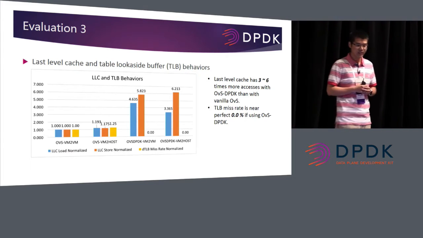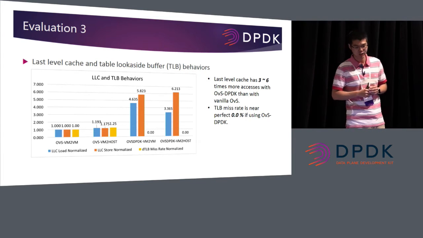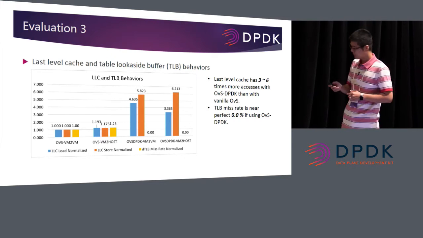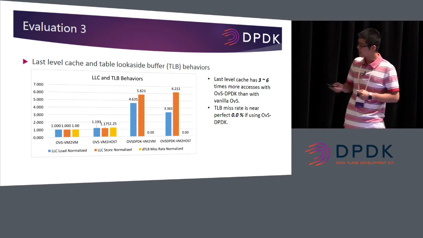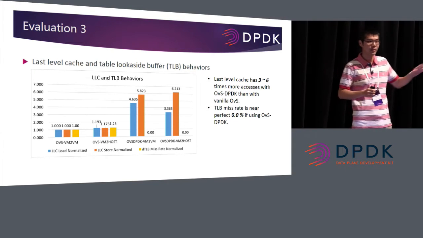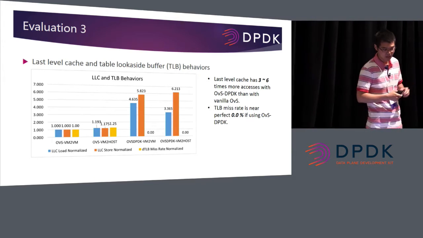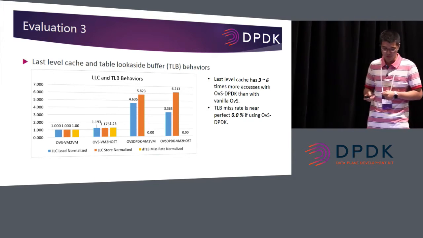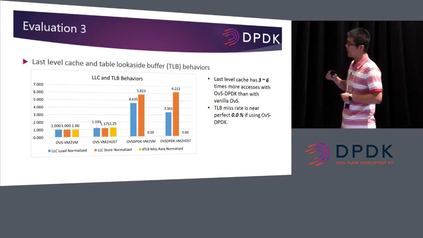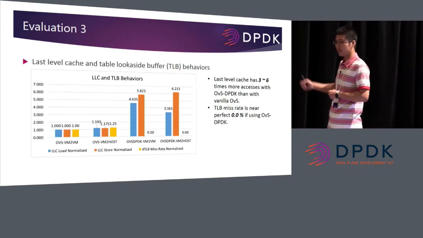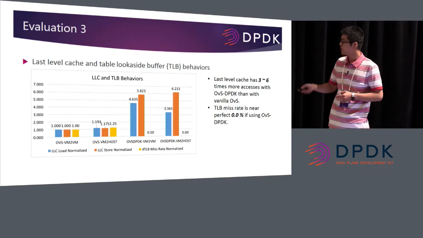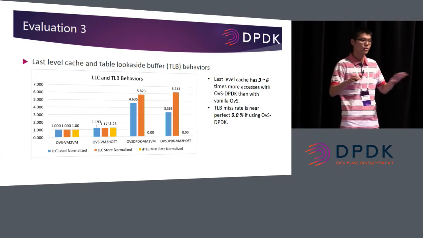Okay, the third evaluation is about the last level cache and also the TLB. Again, the x-axis stands for the 4 different scenarios, and the y-axis this time is a normalized number. The unit for blue bars and orange bars is the reference rate, which is million per cycle. So we divide all these numbers by the first group. You can see the first group are all normalized to 1.